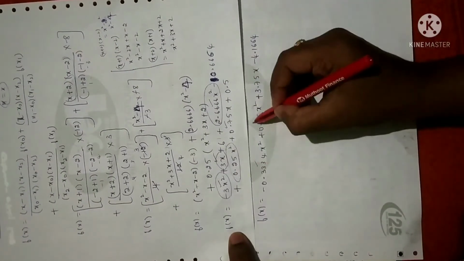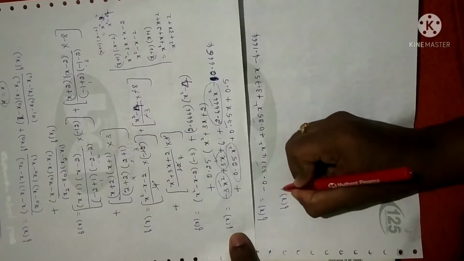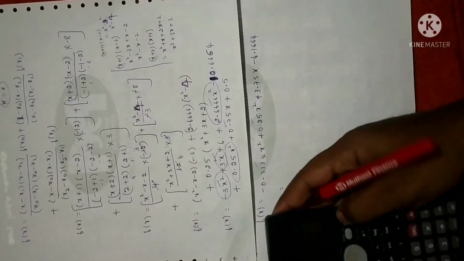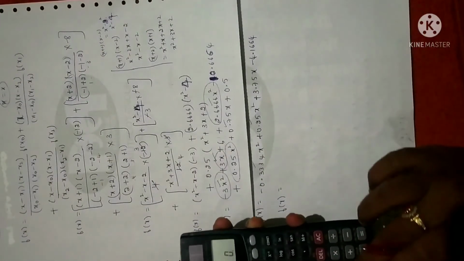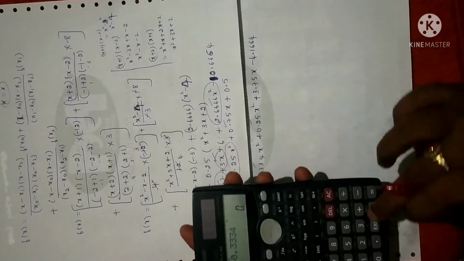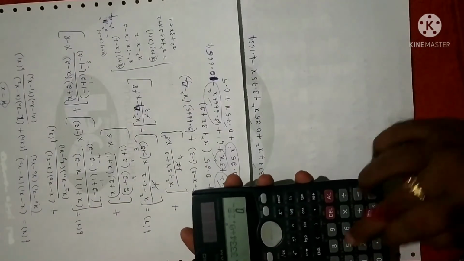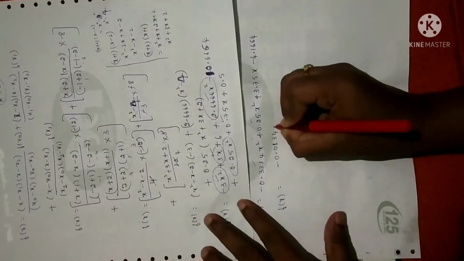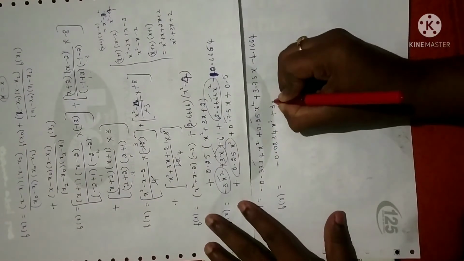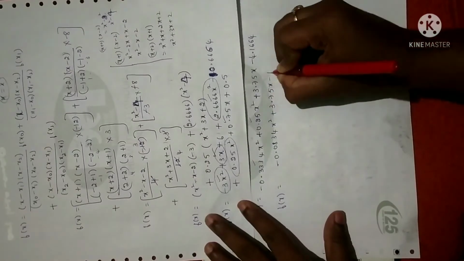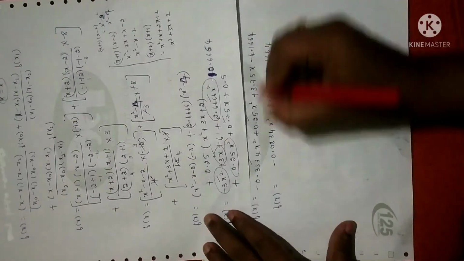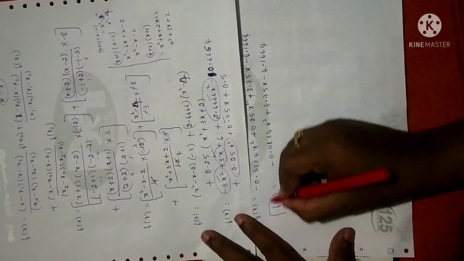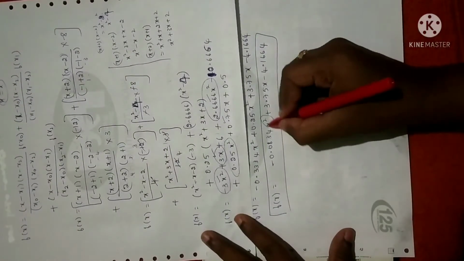Now I can simplify the x square term, so that you will get f of x is equal to, minus 0.3334 plus 0.25 will give you minus 0.0834 x square plus 3.75x minus 4.1664. Fine. So this is the required polynomial of degree 2.